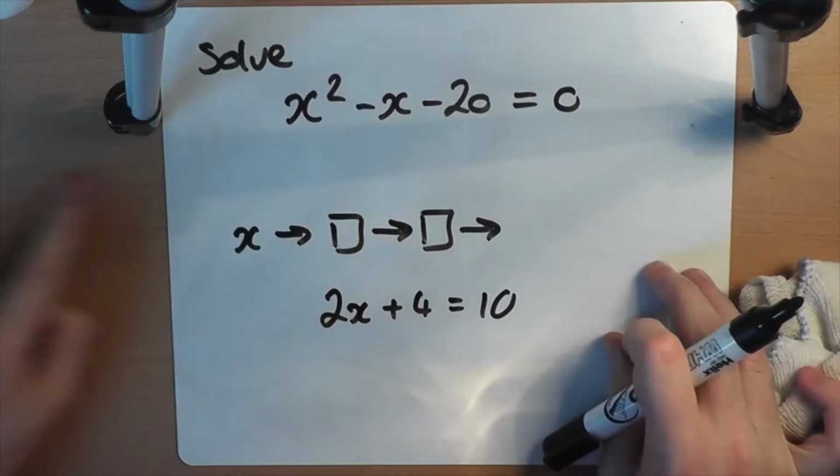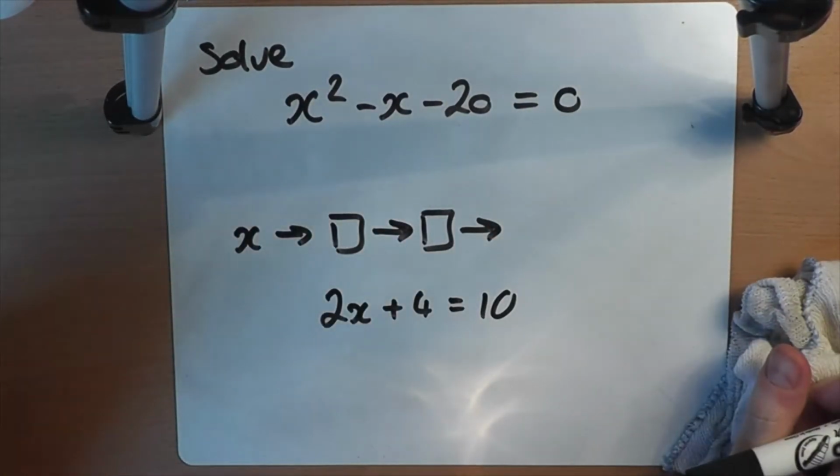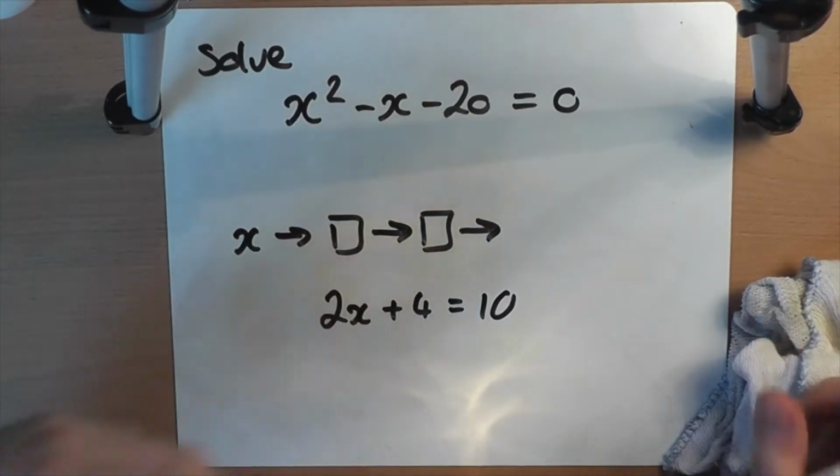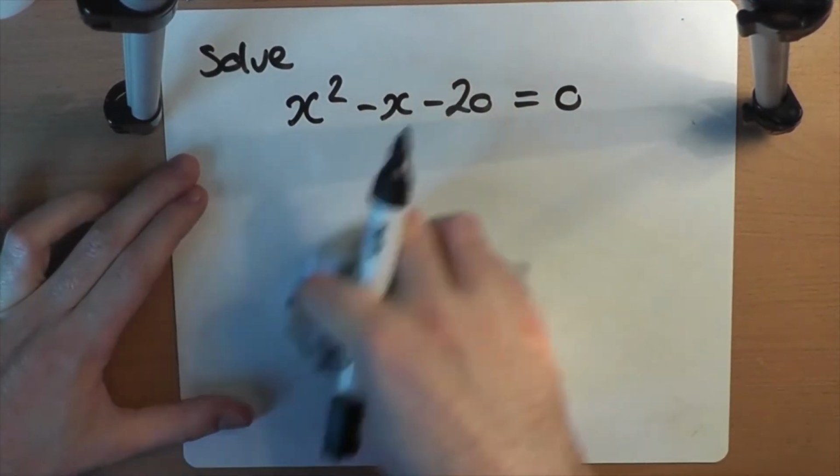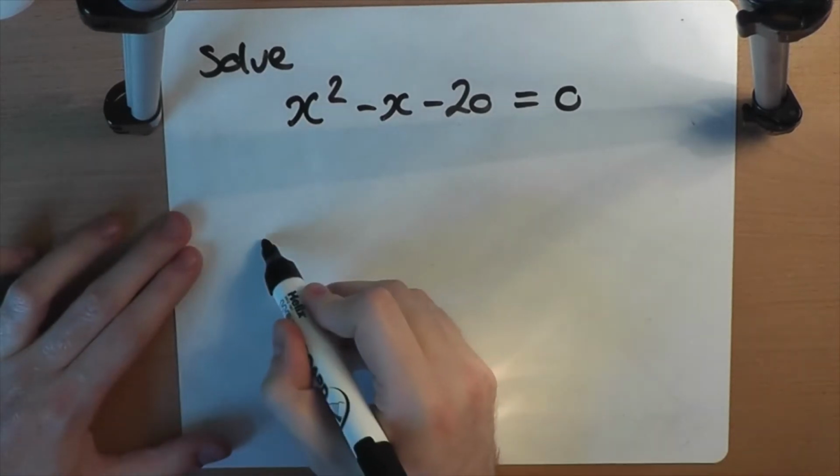Looking at this one above, it wouldn't be clear which value of x to start on. Are we starting with the x squared? Are we starting with the x? And everything would get very, very tangled up. So we can't use our function machine. We can't use the scales.